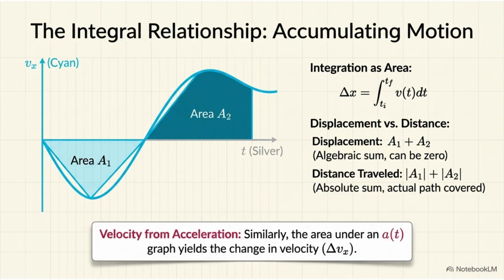On a velocity versus time graph, the integral is represented geometrically by the area under the curve. Notice that the region below the time axis, labeled A1, corresponds to negative velocity and therefore contributes a negative displacement. The region above the axis, labeled A2, corresponds to positive velocity and contributes a positive displacement. The total displacement is the algebraic sum of these signed areas. However, if we want the total distance traveled, we ignore the direction and add the absolute values of both areas.